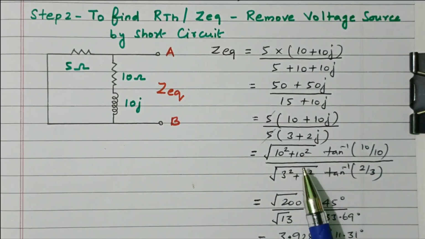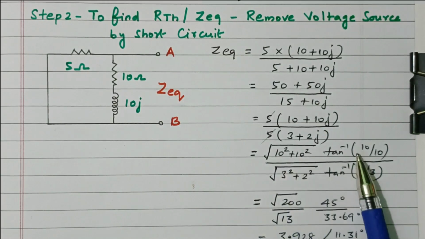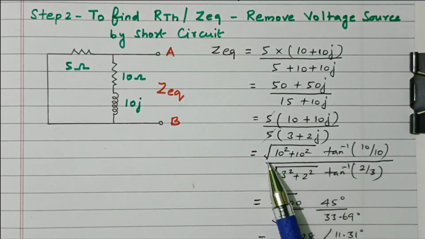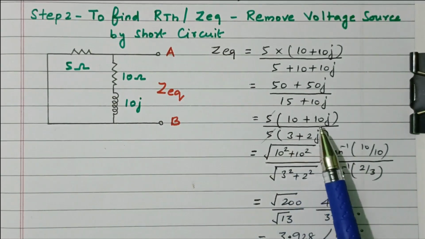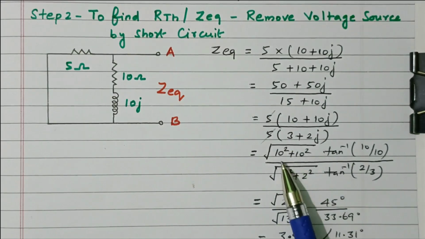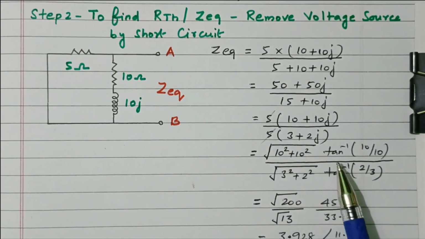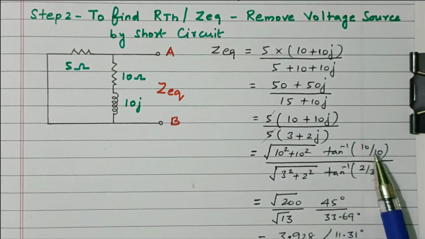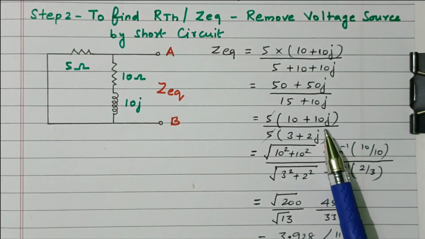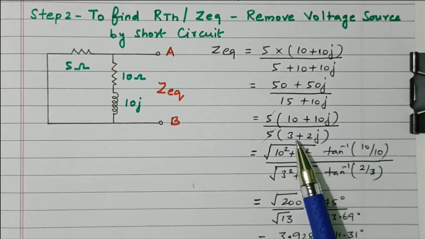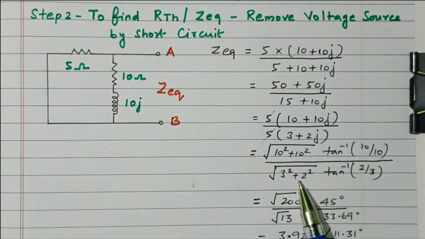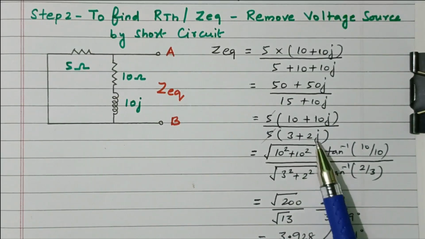Now this rectangular form should be converted into polar form. How to convert this into polar form? This magnitude and angle. Magnitude is calculated as square root of 10 square plus 10 square, real term square plus imaginary term square. Angle is tan inverse B by A, imaginary term divided by real term, tan inverse 10 by 10. Similarly here, square root of 3 square plus 2 square, tan inverse 2 by 3.